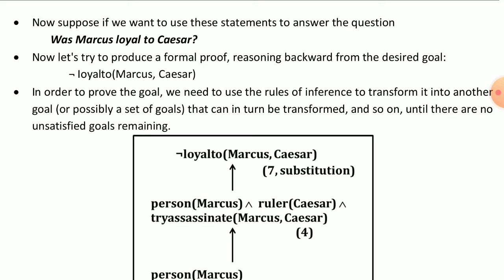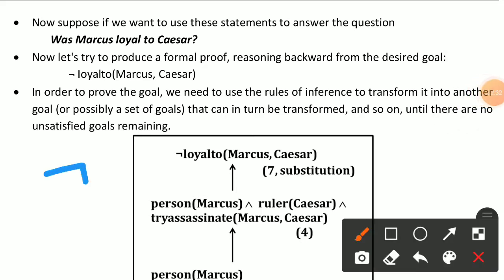Now let's try to produce a formal proof, reasoning backward from the desired goal. So here we can take the sentences and make the formal proof. Okay, so we can start with not loyal to. This is the symbol for not. Not loyal to, and in bracket we can write Marcus comma Caesar. Okay, these two are objects.